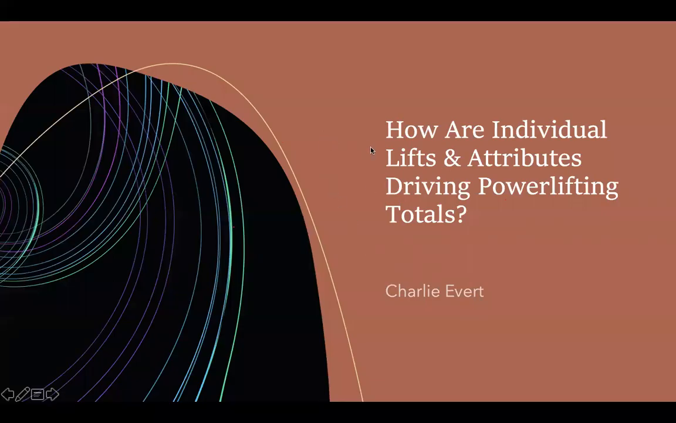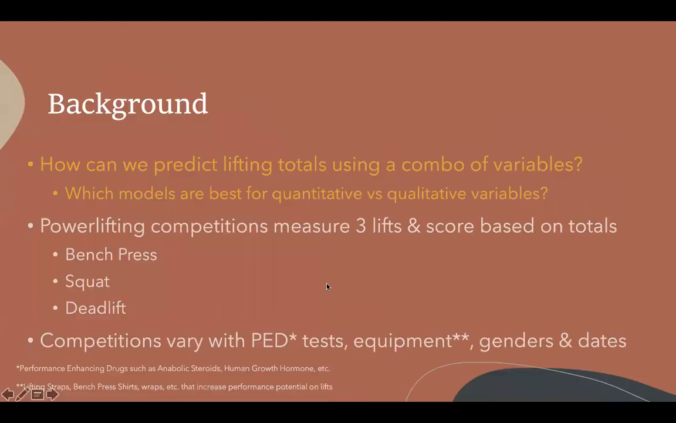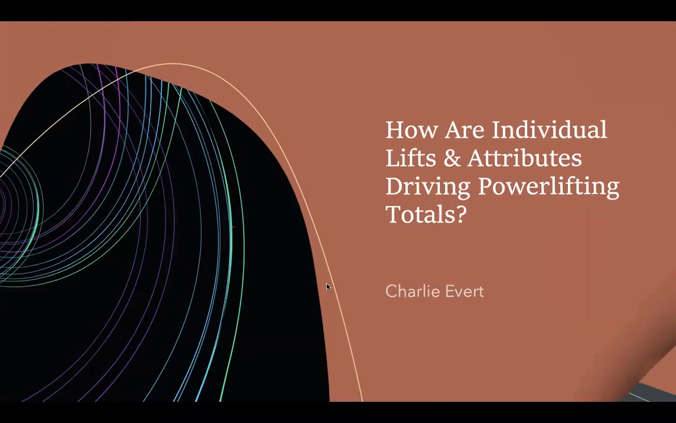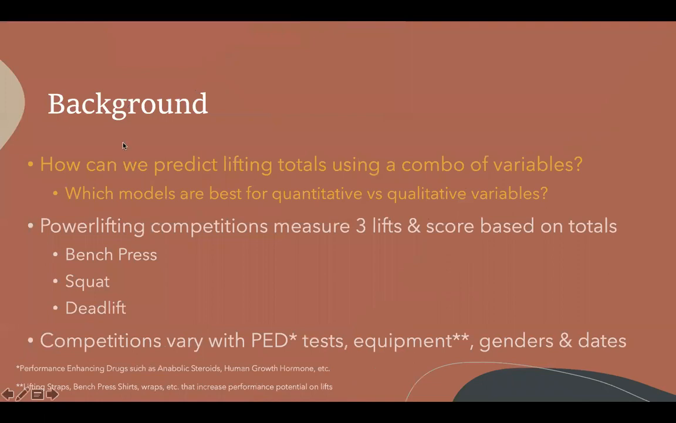I am Charlie, and I am doing a project where I use SAS Enterprise Miner to help answer the question: how are individual lifts and attributes driving powerlifting totals? Just to get into it, some background is, how can we predict lifting totals using a combo of variables? And which models are best for quantitative or qualitative variables?